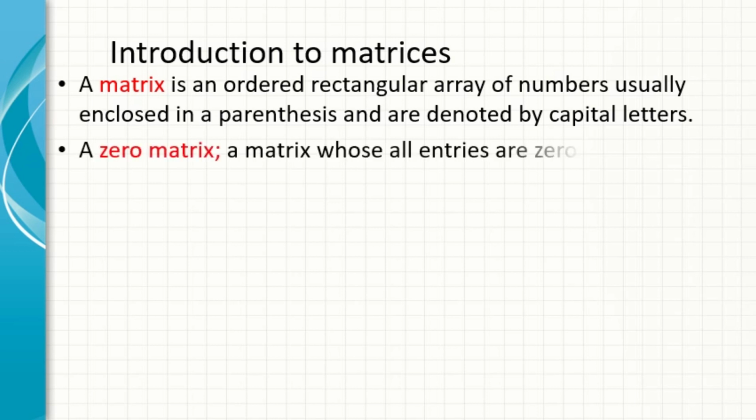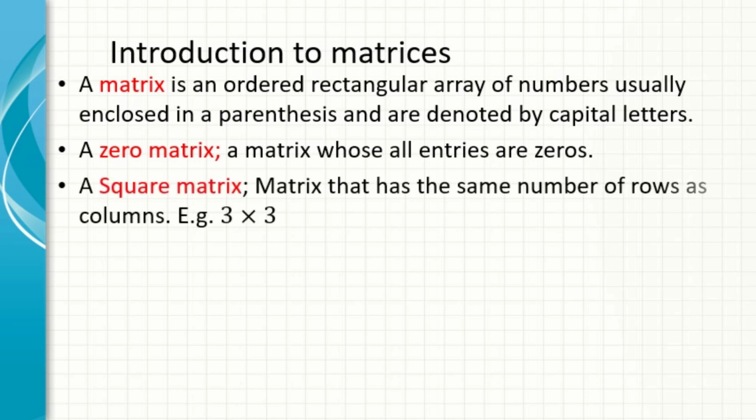Another term that is used is a zero matrix. Now, this is a matrix that has zero entries, that is, all the entries are zeros. It means that if it's a 2 by 2 matrix, that it has 2 rows, 2 columns. Everything in those columns and rows are zeros.